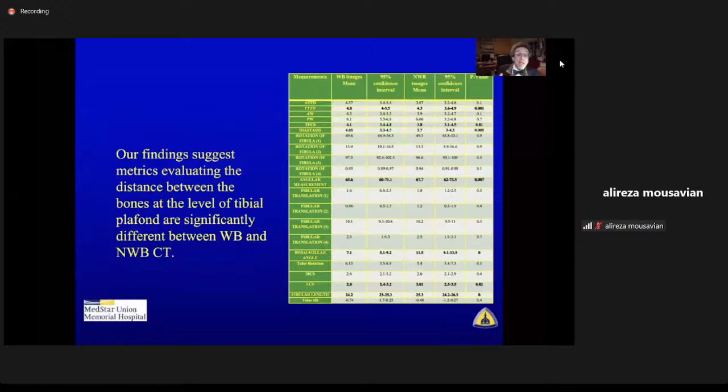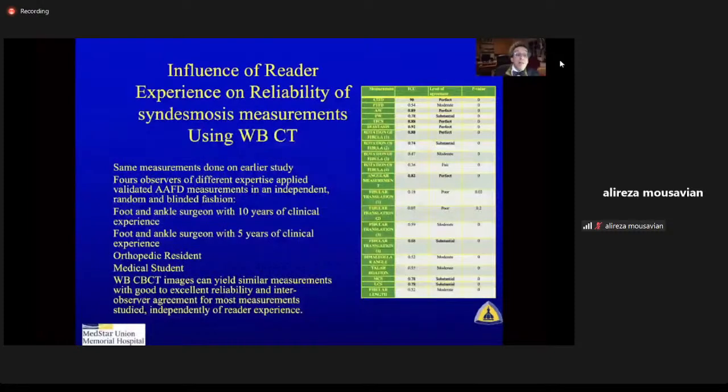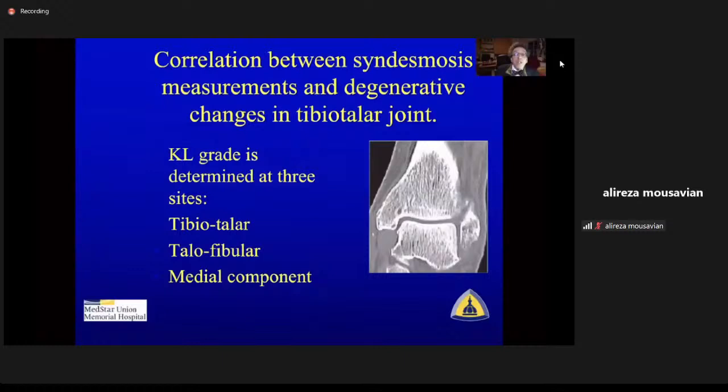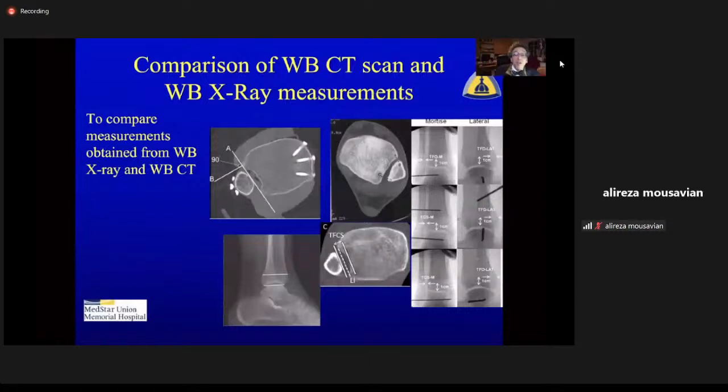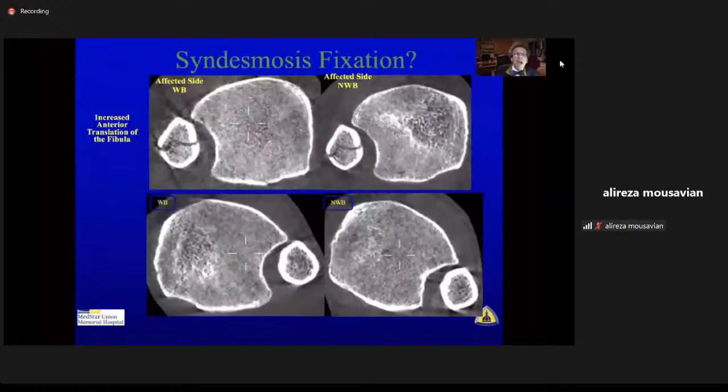We looked at the weight-bearing CAT scan versus non-weight-bearing CAT scan, and we saw that there was a significant difference in the cases where there was weight-bearing. We could see the syndesmotic instability very clearly. We did a whole number of studies, and again, I'm just going to say that Ali's an expert in it and really helped change the way I practice medicine. So weight-bearing CAT scan, I find very useful.